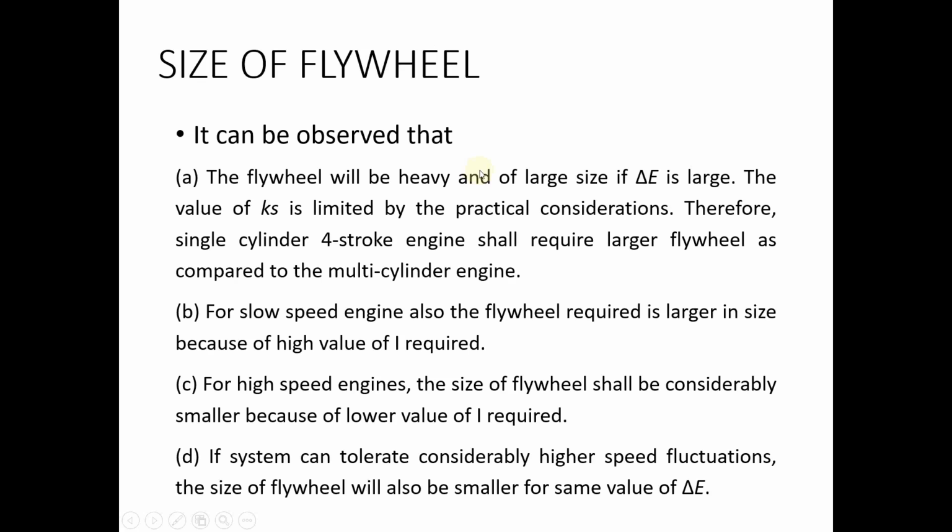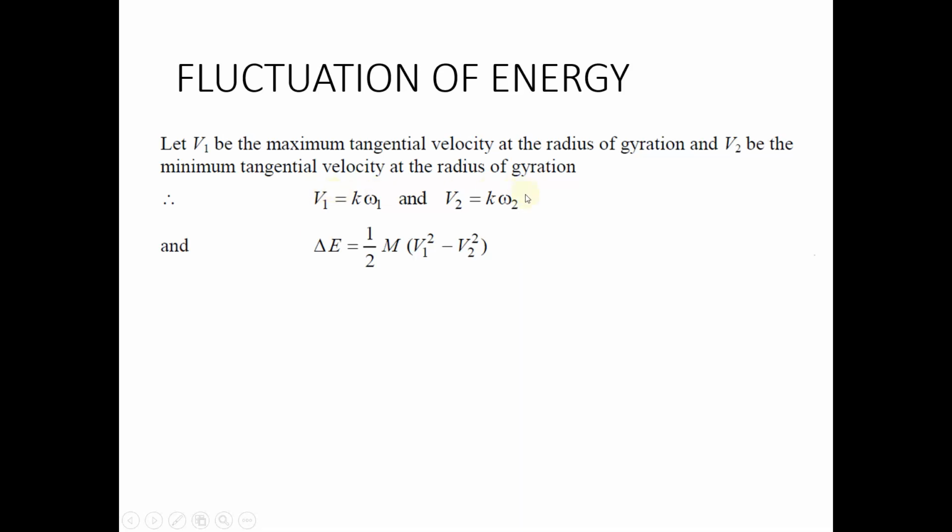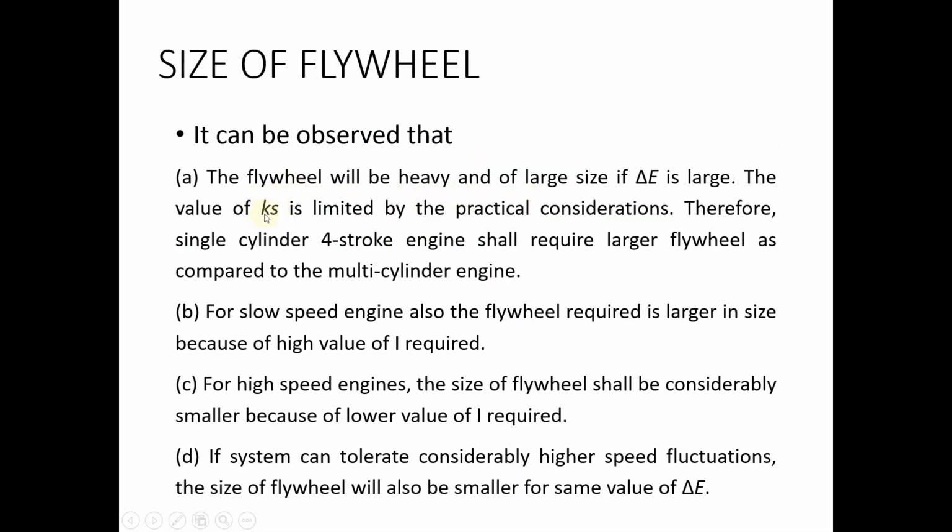Now how can the size of the flywheel be related to the expression? You can see here the flywheel will be heavy and large size if delta E is large. So if the fluctuation of energy is found to be very large, the flywheel to be used should be very heavy and large. Now we cannot change the value of the coefficient of fluctuation of energy, that is Ks. We cannot vary that beyond a certain limit. It is limited by practical consideration.